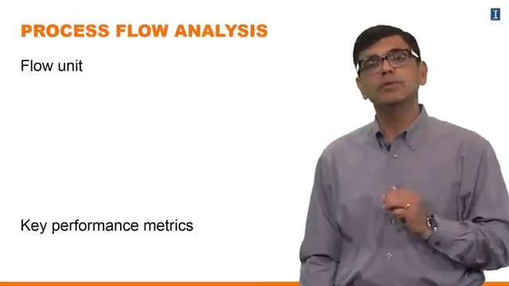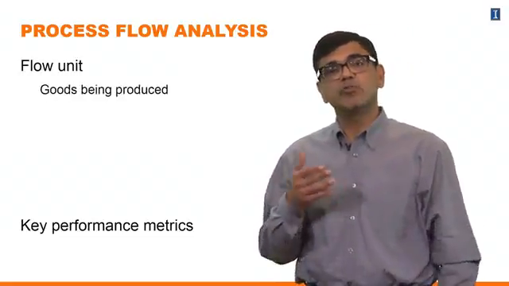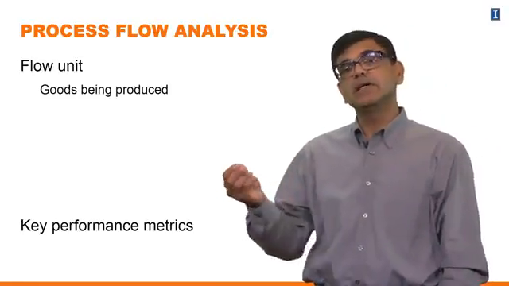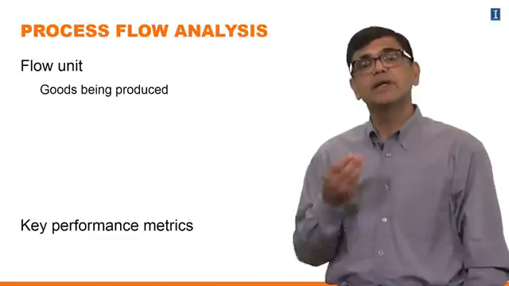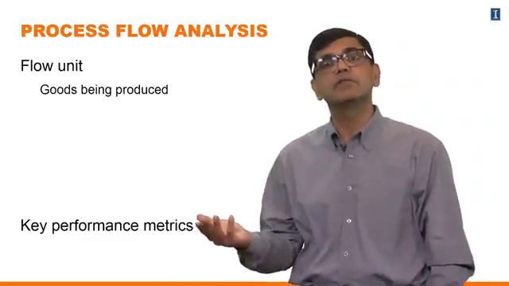All right. So again, before we get into the nitty-gritties of the measurement, let's take a look at what are the different flow units for different types of processes. So flow unit means for a physical good, it's raw material that is being converted into finished goods, right? So that's the most basic flow unit that we think about when we think about a manufacturing process, raw materials being converted to finished goods.